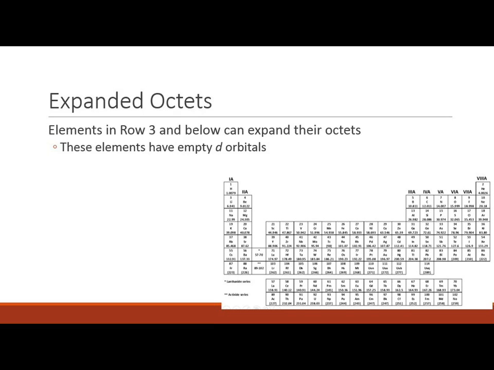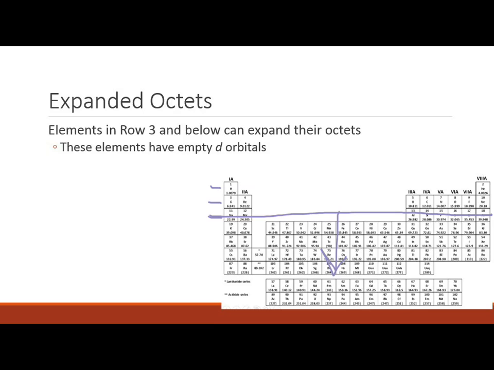Well, if you go back to the section on electrons, we found out that starting in the principal energy level of n equals 3, we actually have d orbitals for electrons. And so elements in row 3 and below actually have empty d orbitals. So we have horizontal row 1, 2, 3. Anything in row 3 and below can expand its octet if necessary.